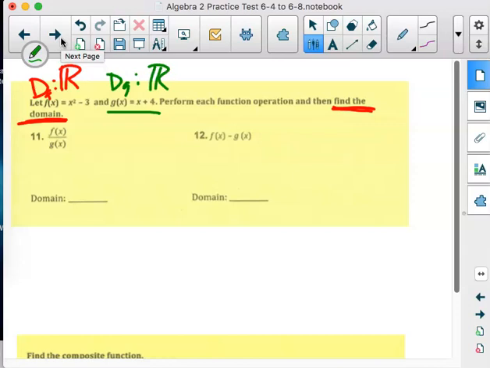So now all we have to watch out for, as we do our math, is is there any even root that we have to take, or is there any division? And I look at 11 and go, oh, look at that. There's division in this one. f of x is x squared minus 3. g of x is x plus 4. If I wrote a denominator, I need to tell them there's a number that's out. What number's bad down there? -4.